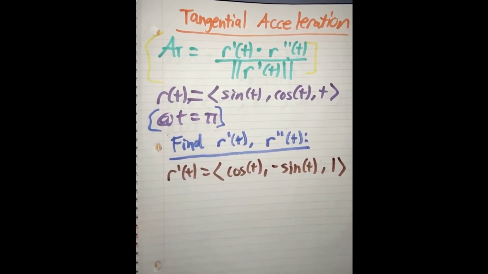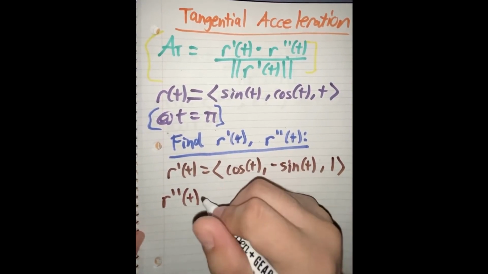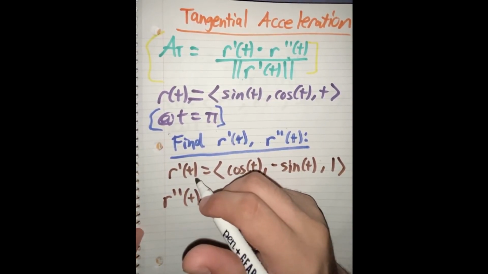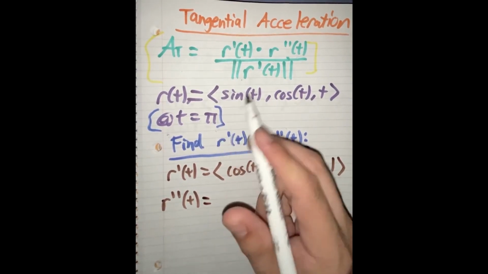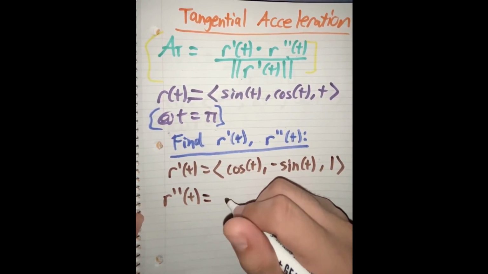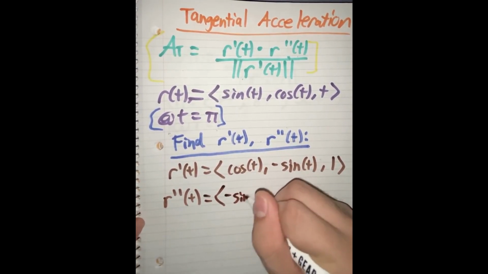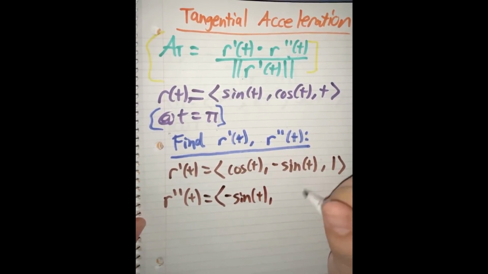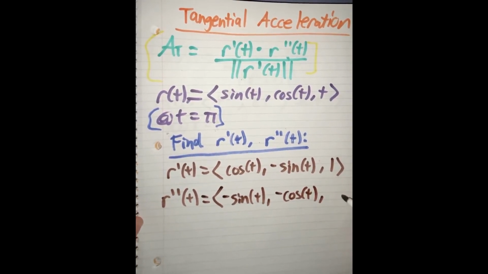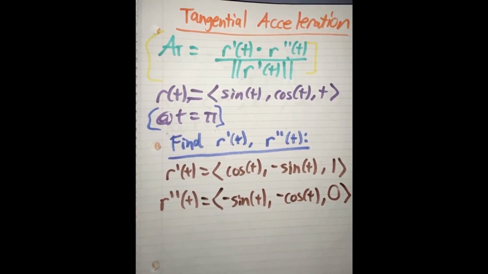Now, the next step is to find the second derivative. So we take the derivative of this function right here, because the first derivative gives us velocity and the second derivative gives us acceleration. But for this formula, we can follow this formula. It's pretty easy to follow. So the first derivative of cosine is negative sine of t. The first derivative of negative sine of t is negative cosine of t. The first derivative of 1, of any constant, is 0. So now we have these two formulas.